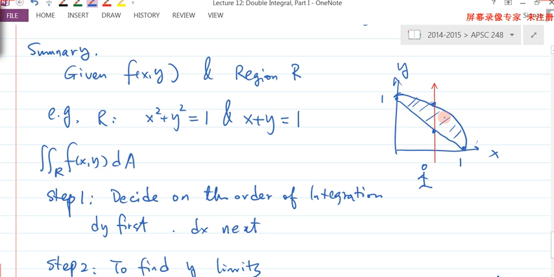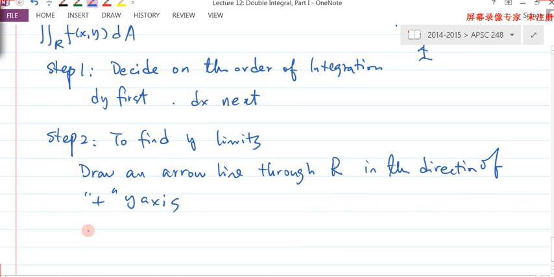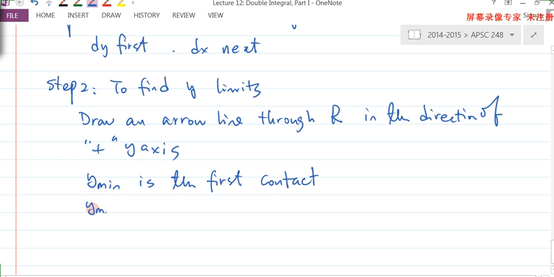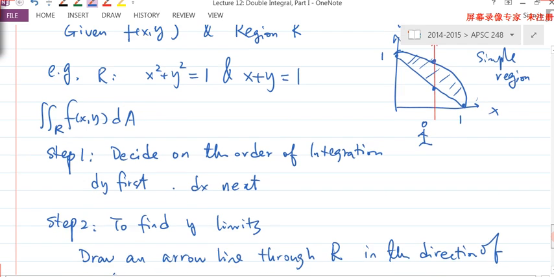And of course, for some other complicated region, you might have a different thing. Then that's a different story. We're going to separate the region into simpler ones. So this is what we call a simple region. First contact, second contact. Then y min is the first contact, and y max is the second contact.